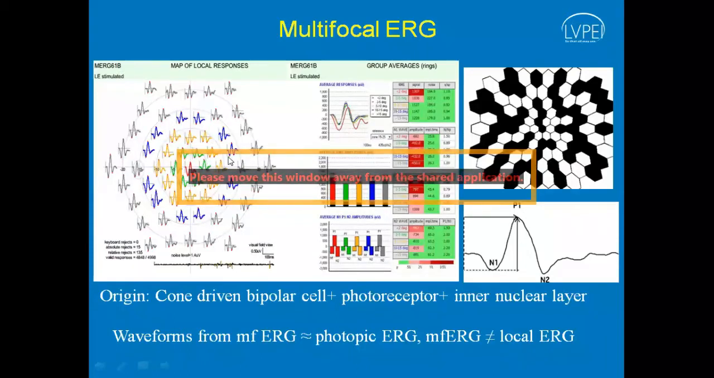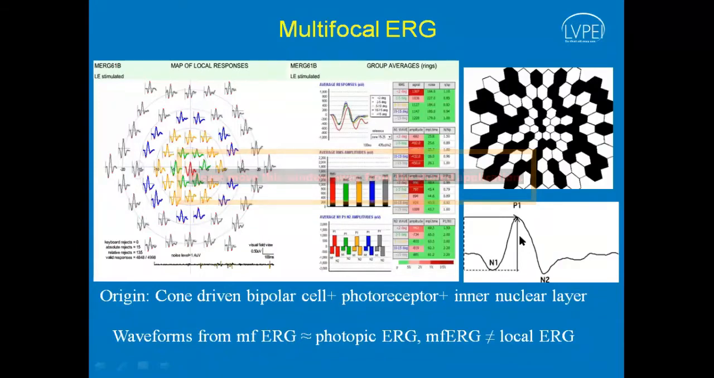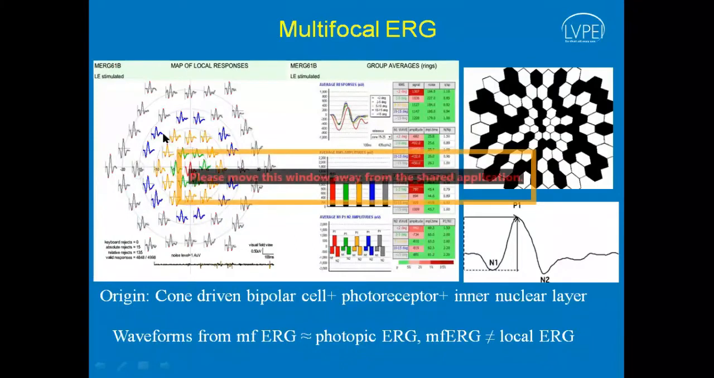These individual waves more or less look like the cone-driven responses in the full-field ERG, but they are not the same, because here the responses are mathematically derived. Whatever response comes, the system modifies it and depicts it to you. So the amplitude and latency are not a true response of the cells, but they show the functional activity of the cone photoreceptors in that area.